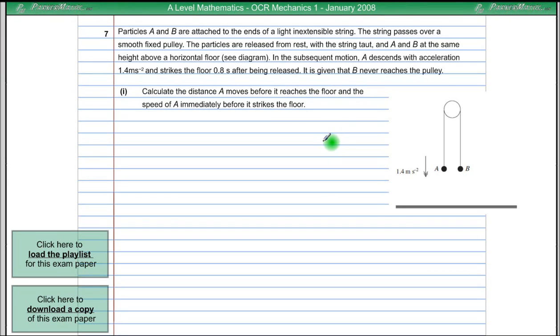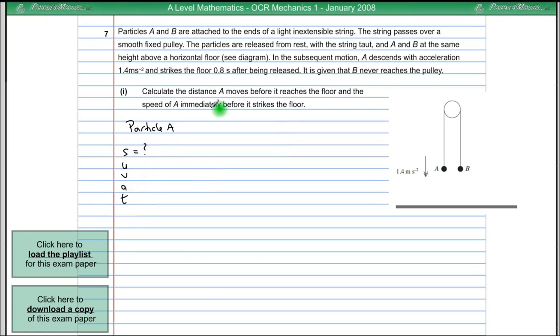Part 1 says calculate the distance A moves before it reaches the floor and the speed of A immediately before it strikes the floor. Right, let's begin by writing down the things we know. So for particle A, we'll write down suvat.